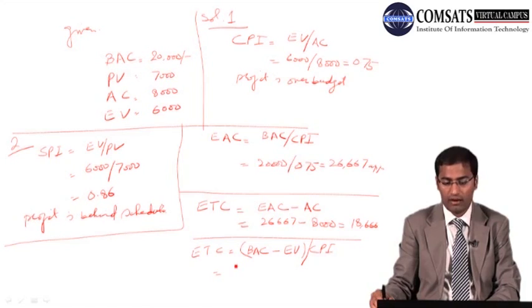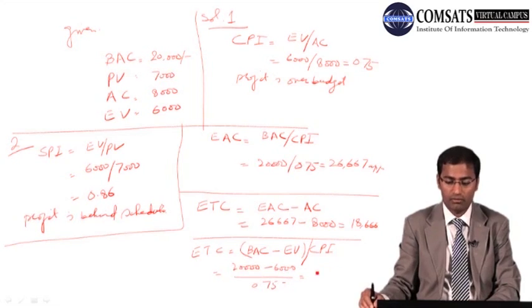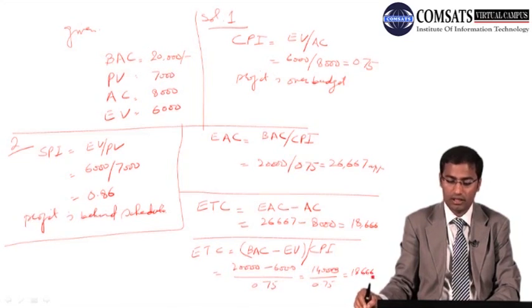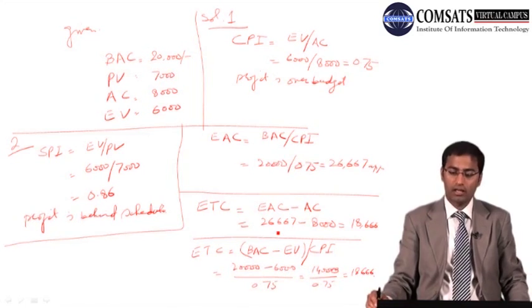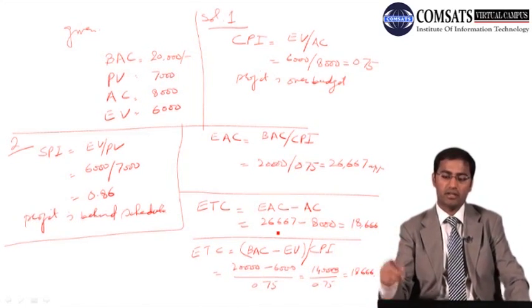So BAC is 20,000 minus EV 6,000, and divided by 0.75. If we solve it, we have 14,000 divided by 0.75, and we get 18,666. Okay, so let's discuss the results of this case study.